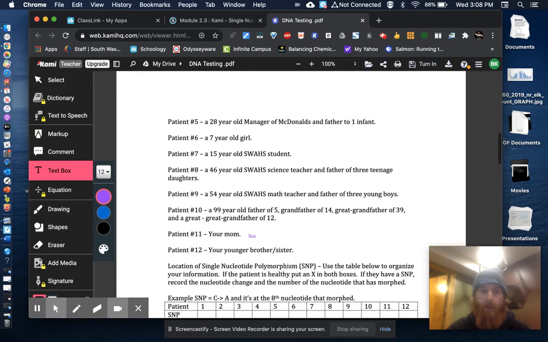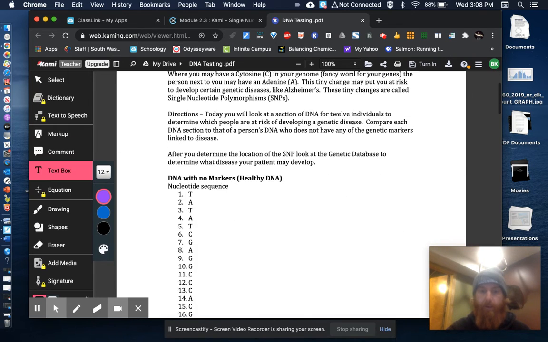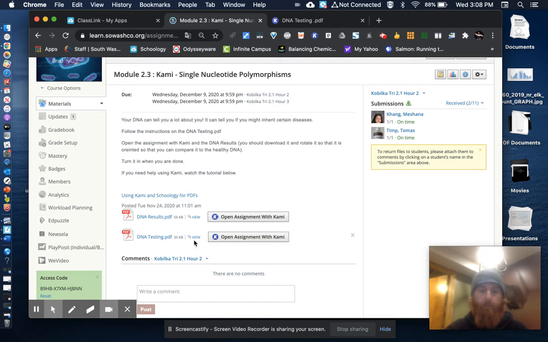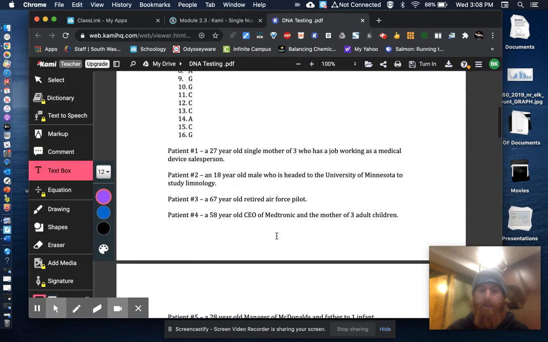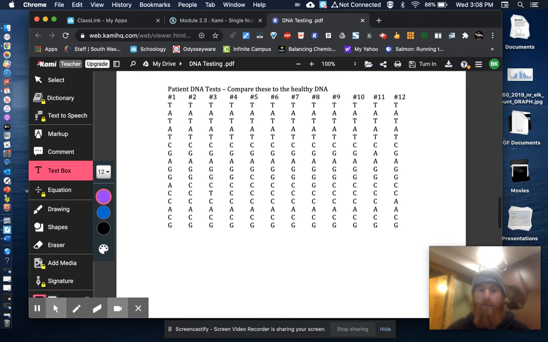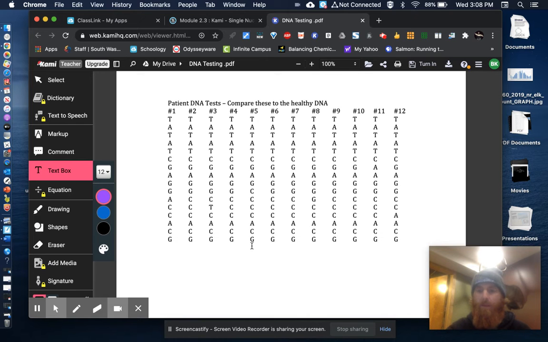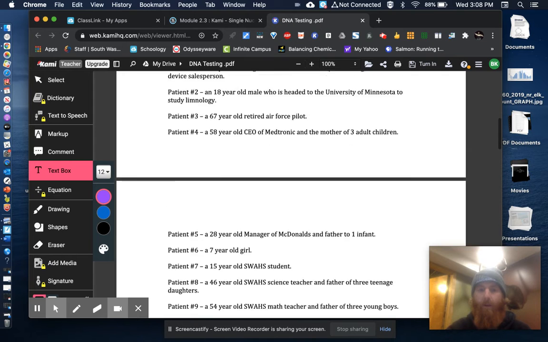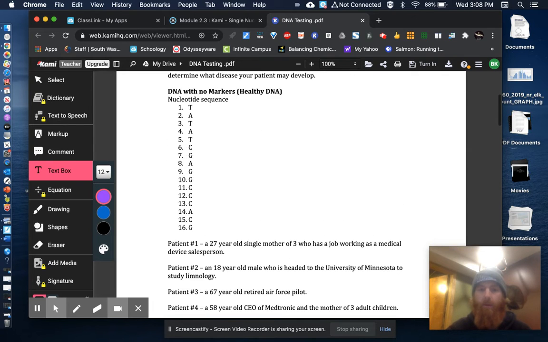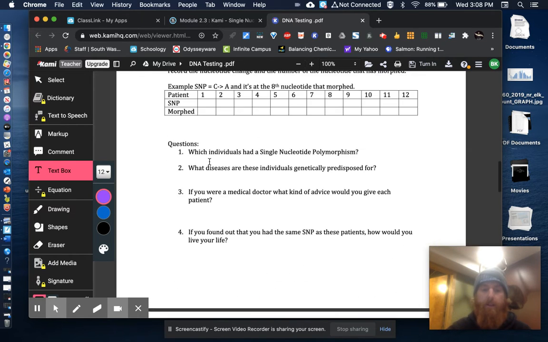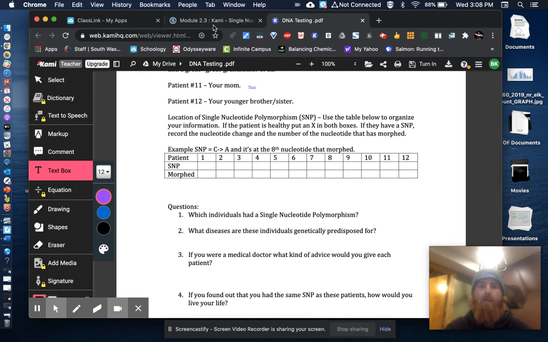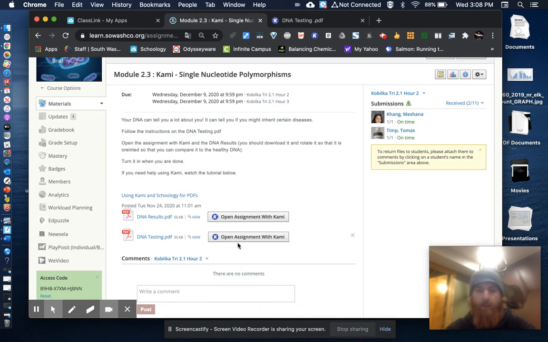So I'm going to take you through the next step. Here you can see the healthy DNA. You go back into the module, and here are the DNA results. It's actually on this document too, because you can see them all here, but it's too hard for you guys to go ahead and compare the healthy DNA all the way up here to the top. I mean, if you want to look at it, one's a T, and down here's a T. It's way easier if you do it this way. And this is how we do it in class too.